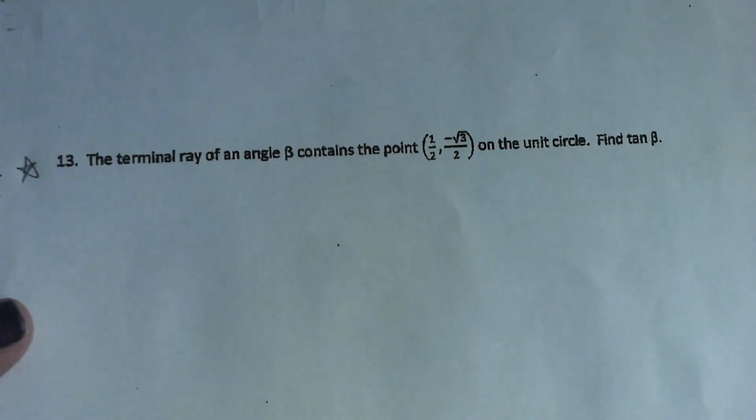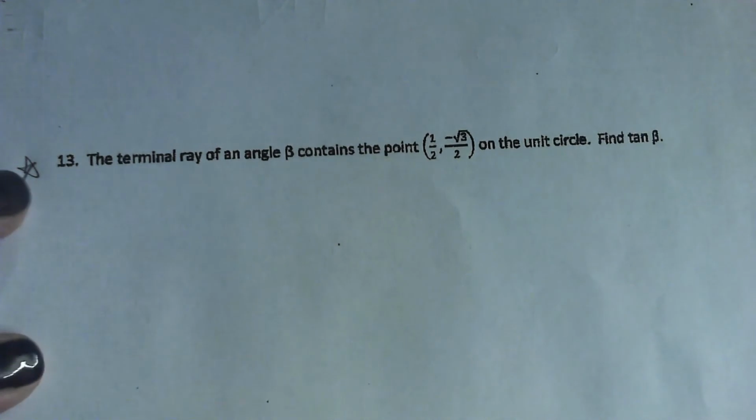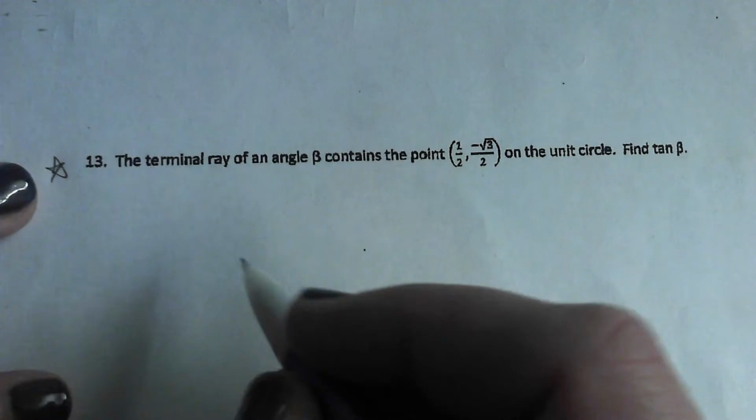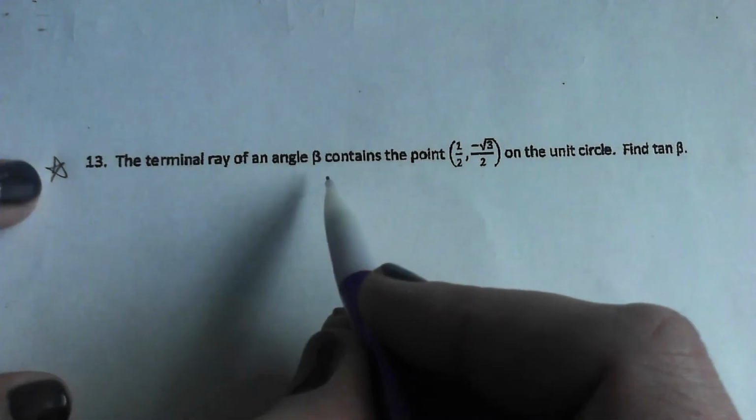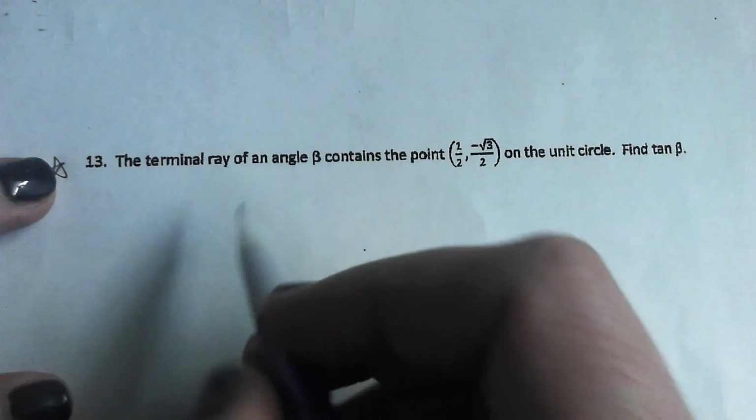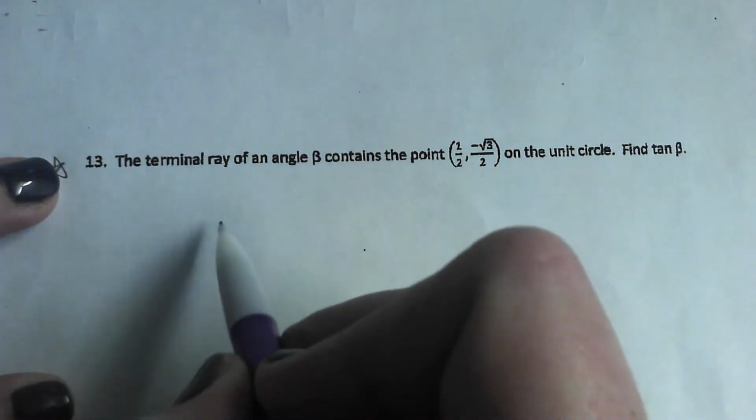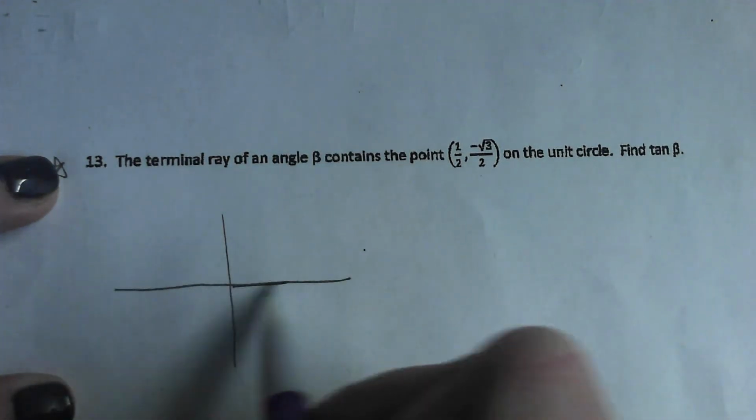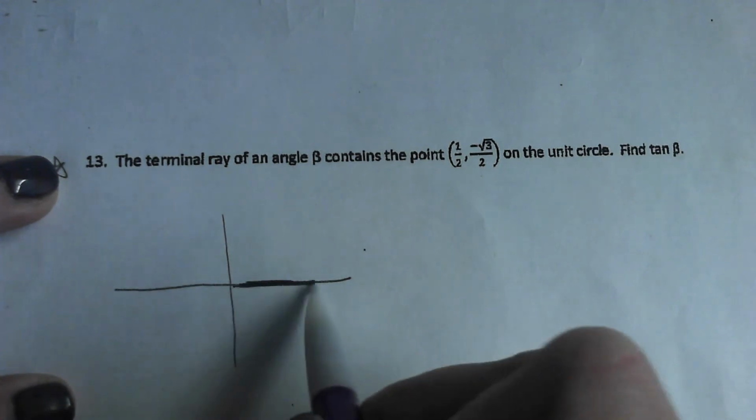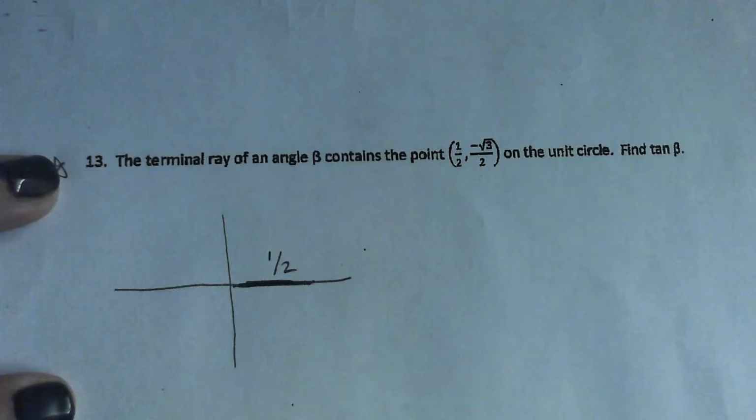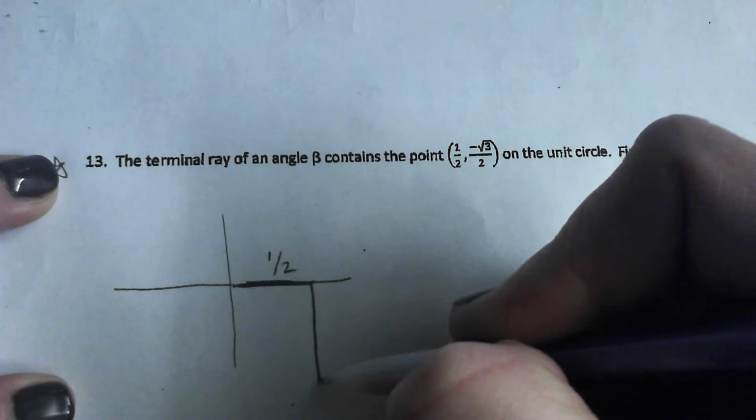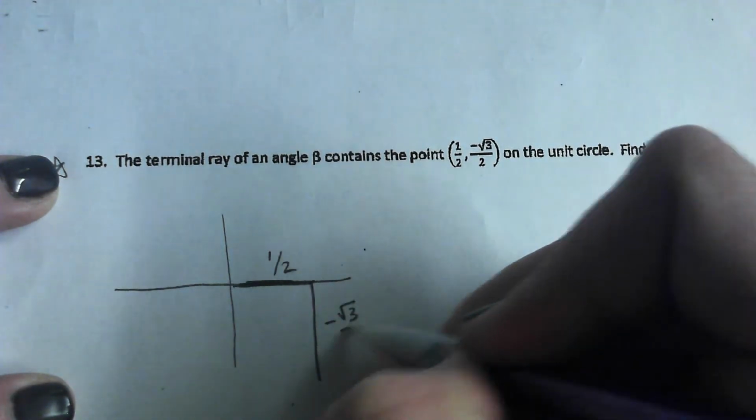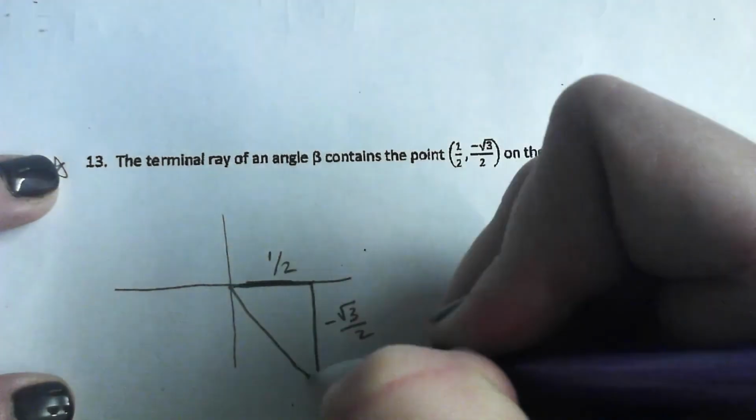13. Again, nothing new, but you're not going to love it because of the radicals. So I want to do this one out and then I'll be done. The terminal ray of an angle B contains the point 1/2, negative root 3 over 2. So 1/2 is my x coordinate, puts me out that way. Negative root 3 over 2 is my y coordinate. And then there's my hypotenuse.